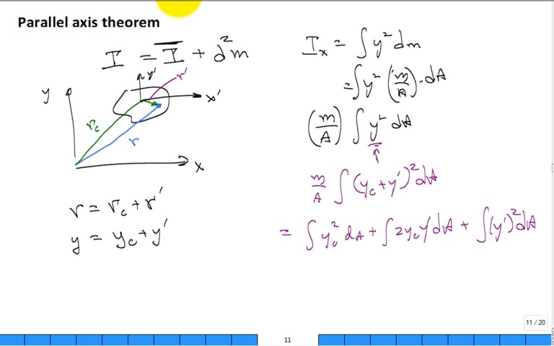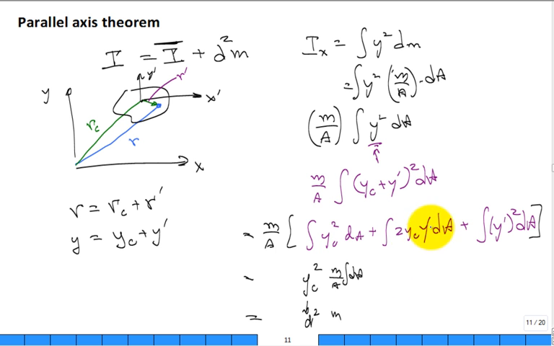And then all of that is multiplied by mass per unit area. And what did we observe about the y sub c? That's constant, so it comes outside, so you're left with y sub c squared. That'll devolve to the distance squared between the two parallel axes. And then you'll have that m over a integral dA. That's just the mass.